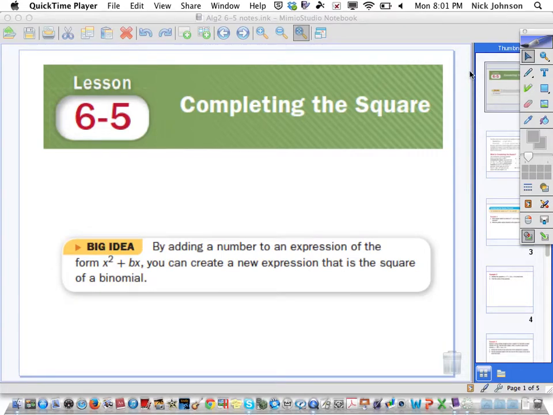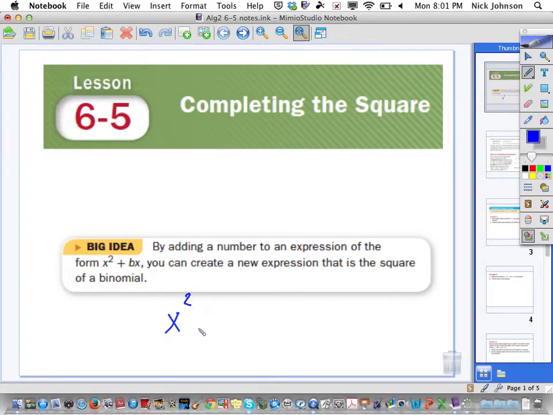Lesson 6-5, completing the square. The big idea is that by adding a number to an expression of the form x squared plus bx, you can create a new expression that is the square of a binomial. So by using these two things, you're going to use the second term to create our third term. And then what happens in essence forms our binomial squared into its perfect square trinomial.